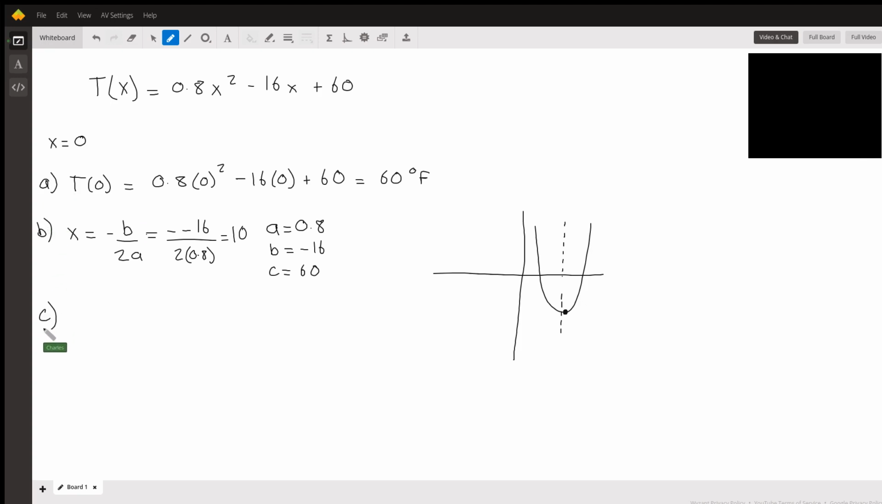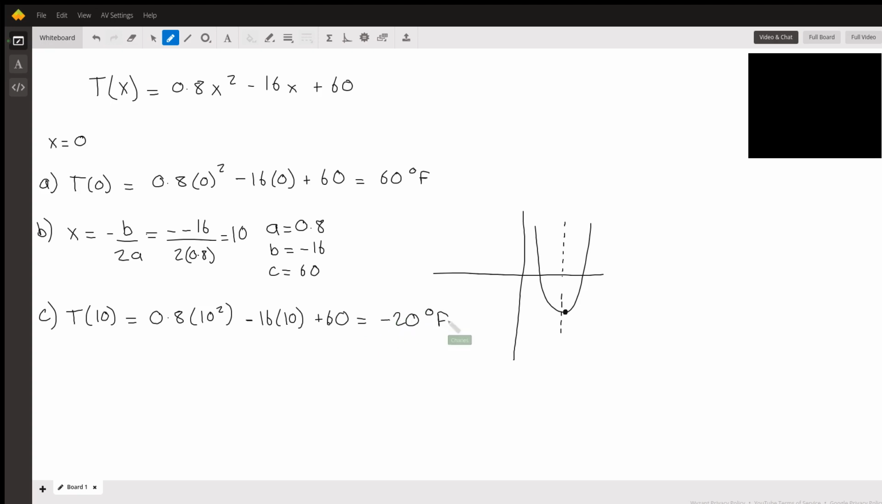And now for part C, they are asking, what is the minimum temperature? So if at x equals 10 you get the minimum temperature, to find the minimum temperature, you have to plug in 10 into the equation instead of x. So it's 0.8 times 10 squared minus 16 times 10 plus 60. And if you do that on your calculator, give me a minute, I'm doing that as we speak, you will get negative 20 degrees Fahrenheit.